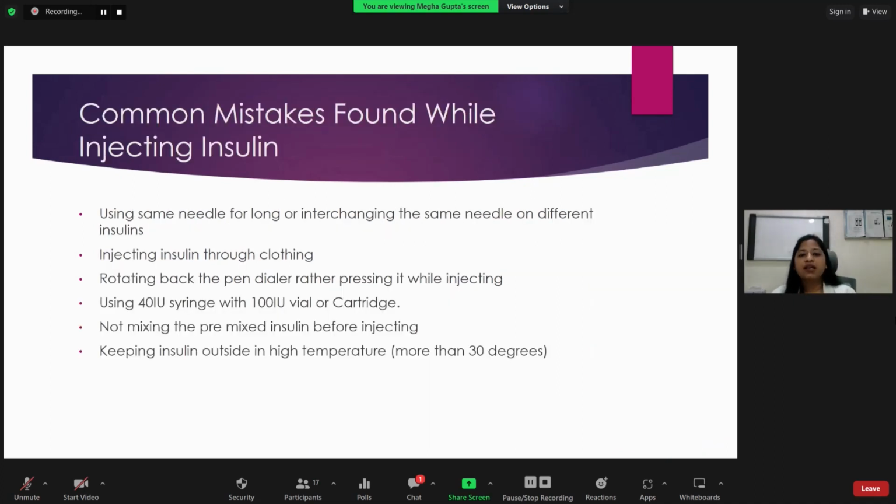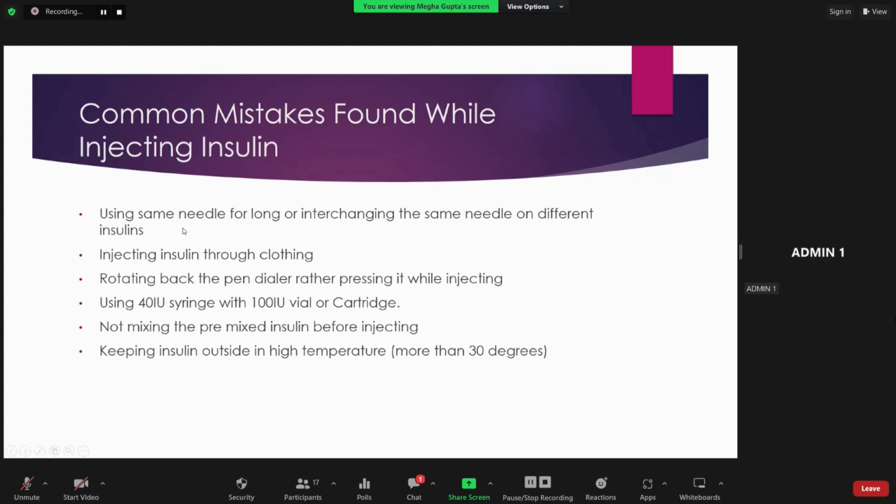Common mistakes while injecting insulin that we found in patients while counseling. We do have patients who come in a very denial mode, saying that they don't want to have the insulin, and patients who take the counseling and keep the paper in the file and do not open it to read it.